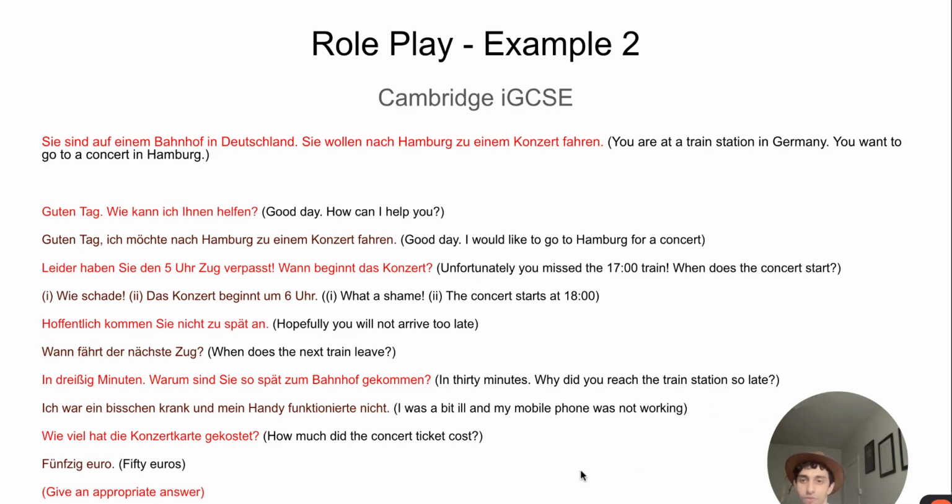Okay, and here, as before, are my model answers. So if I were the candidate doing this role play, these are the answers in brown now that I would give. And in red, as before, we've got the scenario at the top.